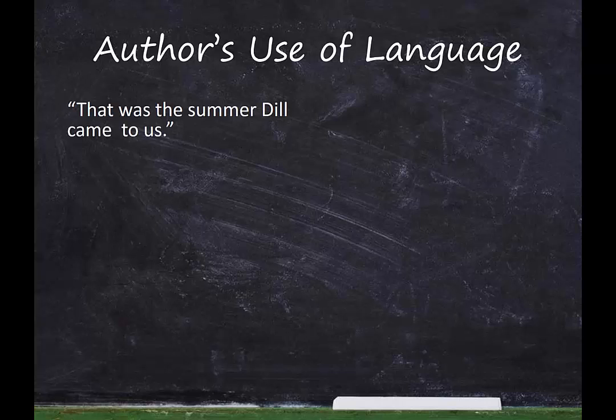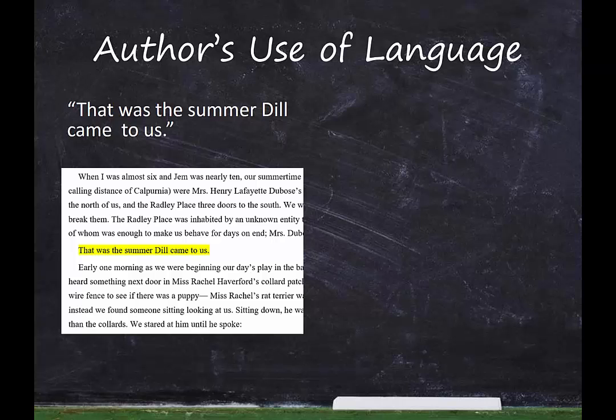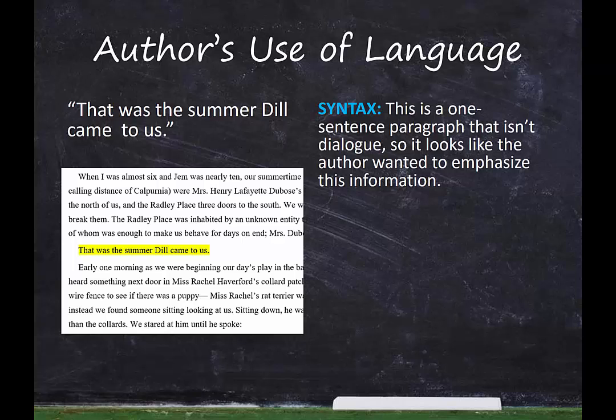"That was the summer Dill came to us." Not only is this sentence really short, but if you notice, it's a paragraph all by itself. That's kind of unusual, at least with this author. So let's analyze. Since this is a one-sentence paragraph, it looks like the author wants to emphasize this information. And that's the first comment you'll make with a lot of diction and syntax issues.